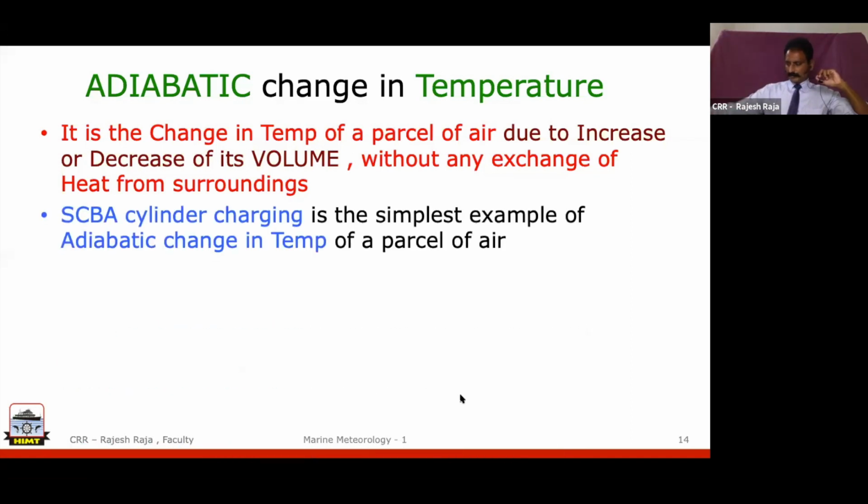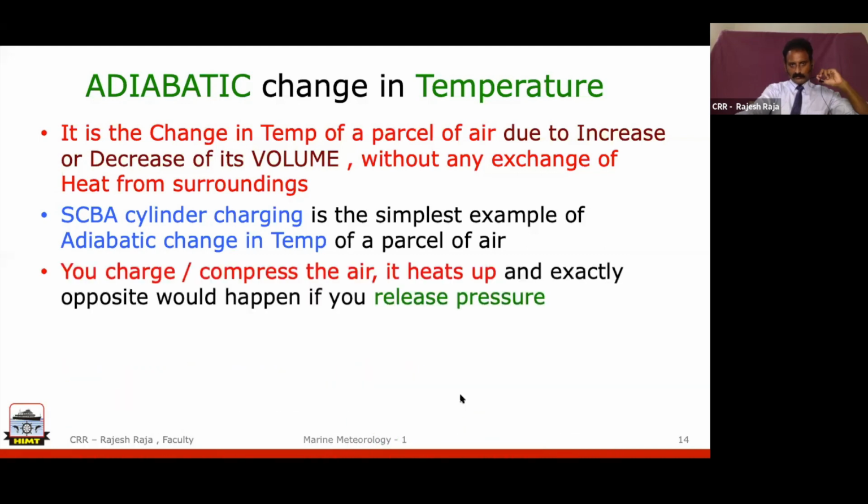Now, the simplest way for me to explain this is the second line. SCBA cylinder charging. All the sailors have done this, so I don't have to explain. But for those BSE people who have not sailed, when you charge an SCBA cylinder, please remember it gets heated up. And that is the whole idea, and that is what I'm going to relate. So you charge, you are compressing the air. That means you're reducing the volume. It is going to heat up.